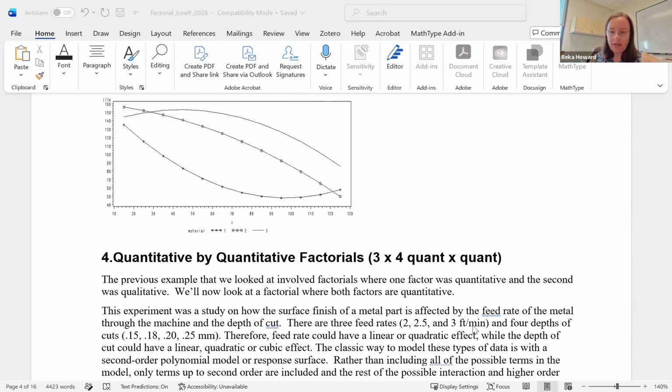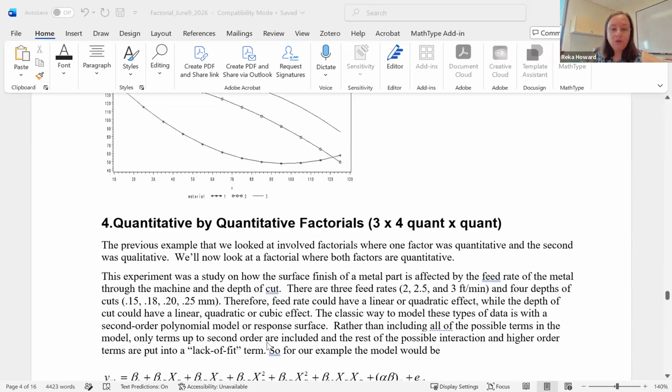So we have 3 feed rates and 4 depths. Both of the factors are quantitative. Now we are getting a little more complicated, or it seems like, and the good news is that, based on the feed rate, we have 3 levels, so we could include the linear and quadratic effects. 3 minus 1 is 2, so we would enter the linear and quadratic effects.